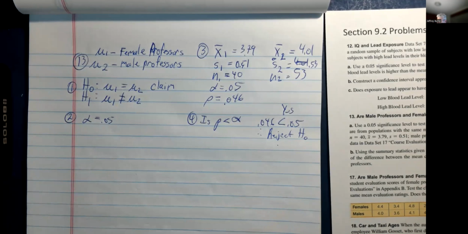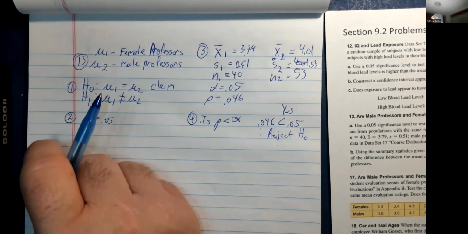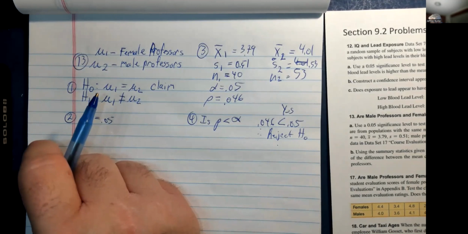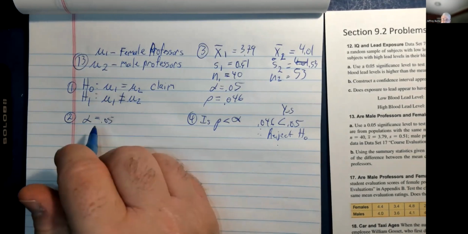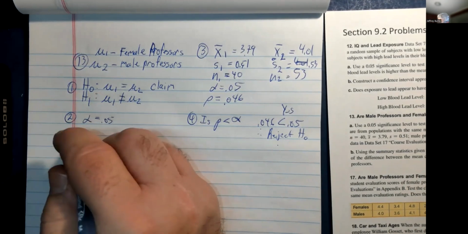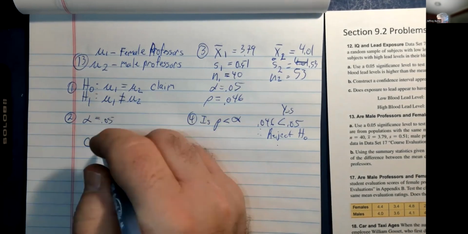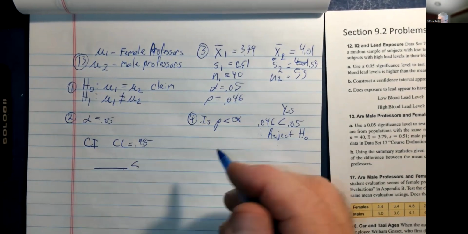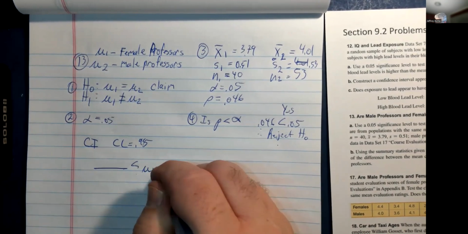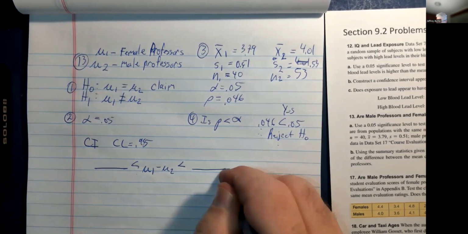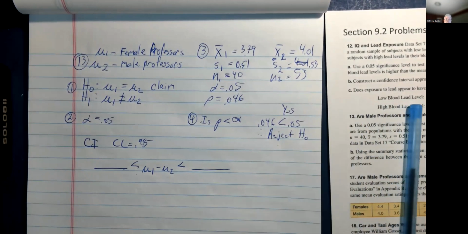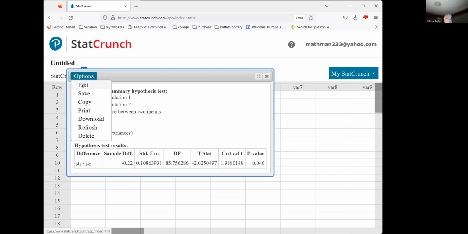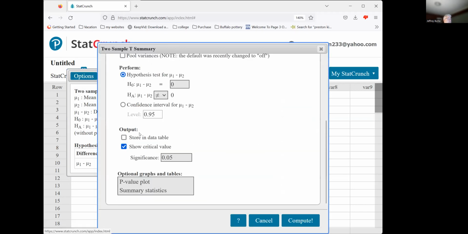All right, let's go back and look at the confidence interval. The question says to construct a 95% confidence interval for this one. So we're going to construct a CI. We know the confidence level is going to equal 0.95, and it's going to be mu sub 1 minus mu sub 2. And we want to get the numbers for that. So let's go back to StatCrunch and hit edit.